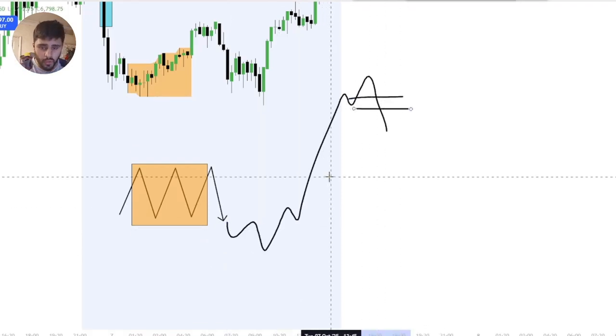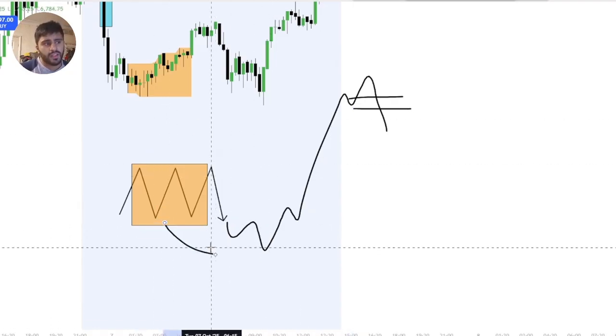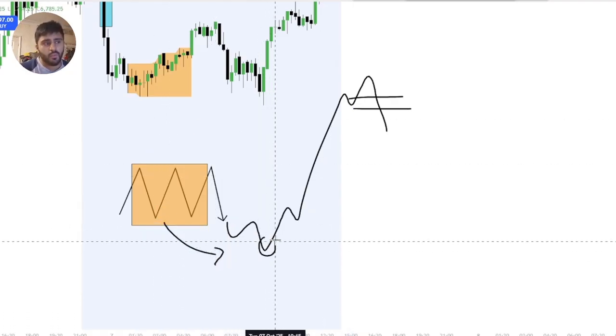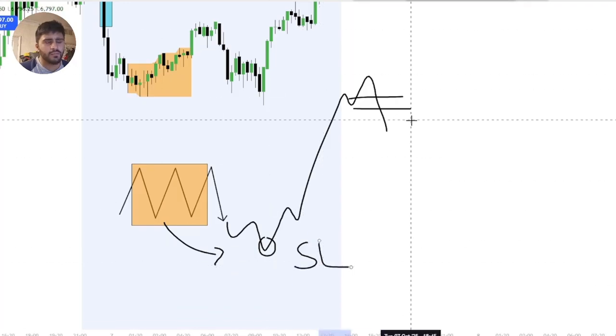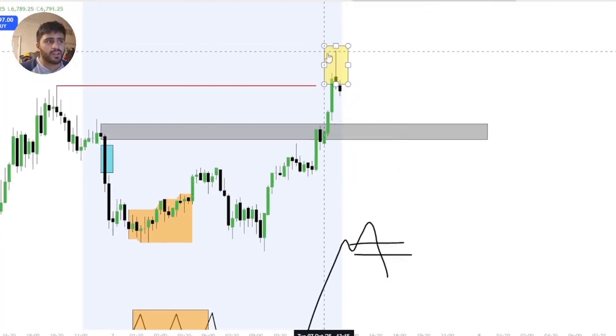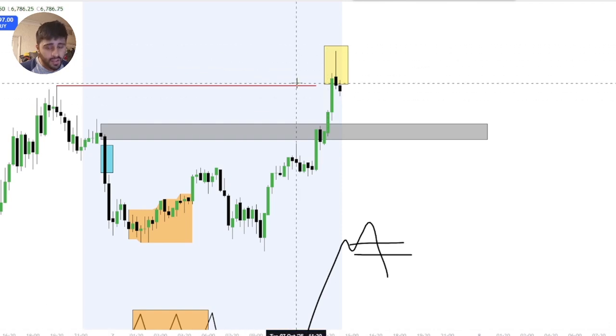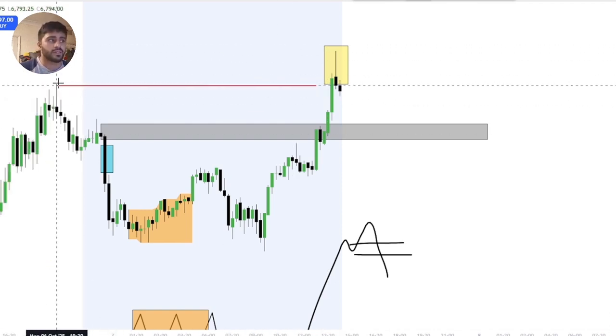two-phase manipulation model. Now, this is my favorite type of manipulation model, right? The reason why is because we've taken out the Asian range low. So this is phase 1 manipulation, or sell side liquidity. I'm just going to write sell side liquidity, SL. But we've also taken out the Asian high, as well as the previous day high. So we have liquidity acting as a huge confluence here, and I love this.